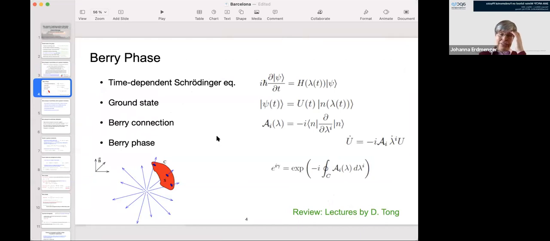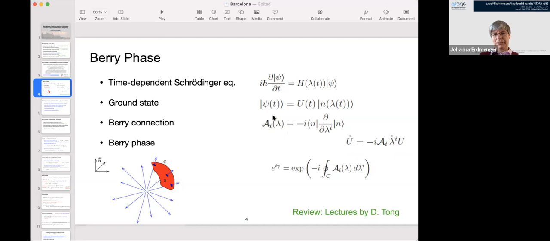Very quickly, let me remind you what the Berry phase is. Consider the time-dependent Schrödinger equation, which has a particular ground state. Then the Berry connection is a generalized gauge field that is defined in this way. Here n are some basis states, this is a unitary time evolution, and lambda is a parameter that parameterizes the state.